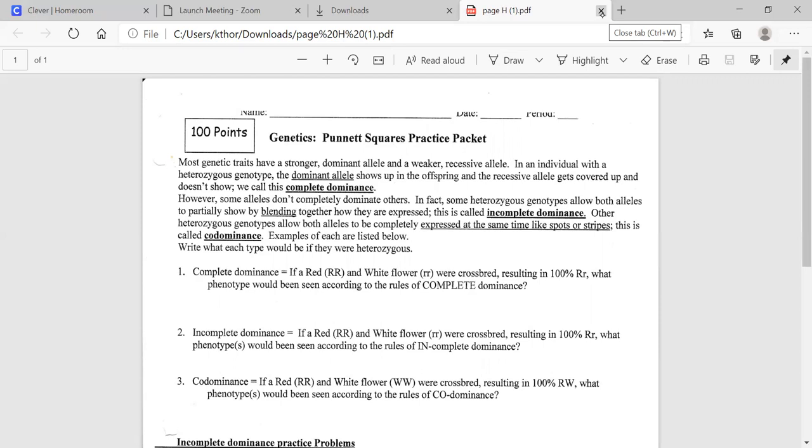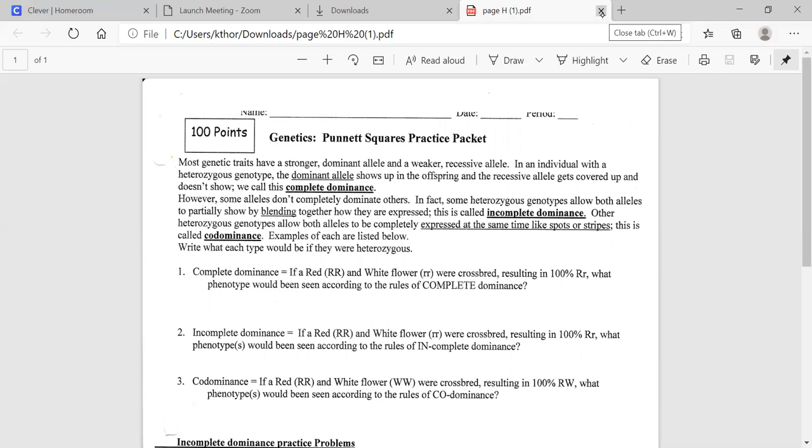However, some alleles don't completely dominate others. In fact, some heterozygous genotypes allow both alleles to partially show by blending together how they are expressed. This is called incomplete dominance. Other heterozygous genotypes allow both alleles to be completely expressed at the same time, like spots or stripes. This is called codominance. Examples of each are listed below.